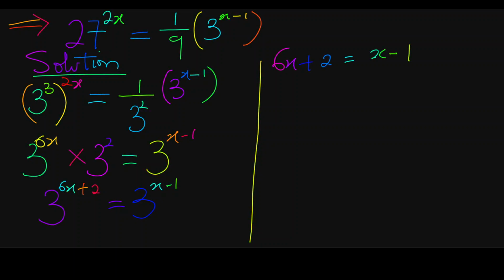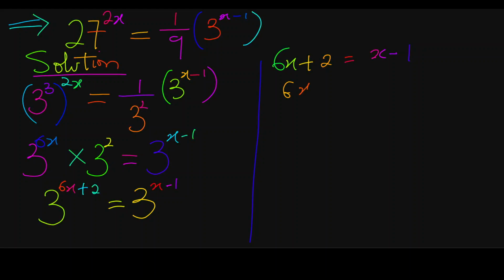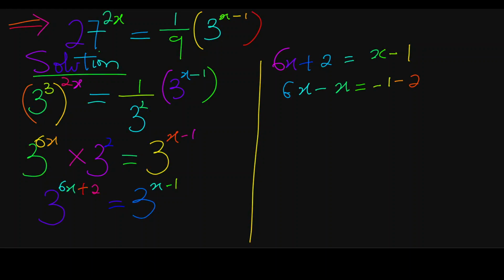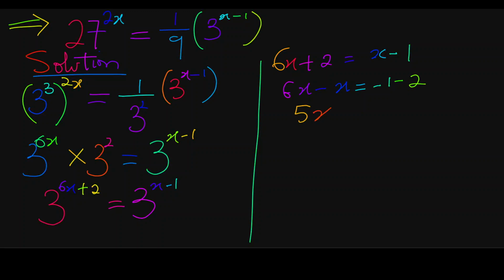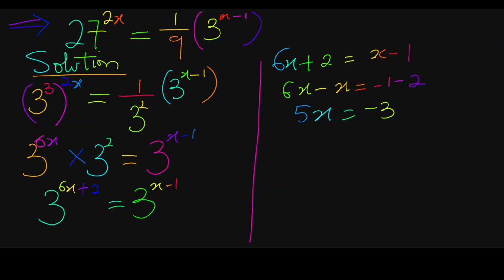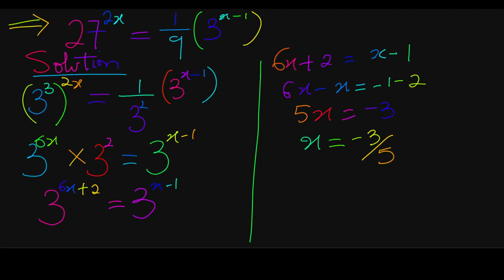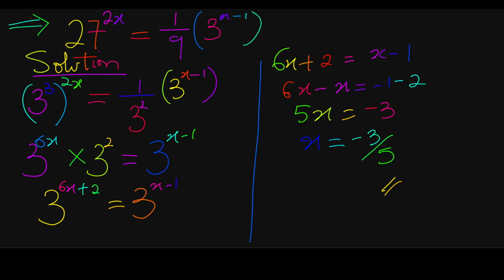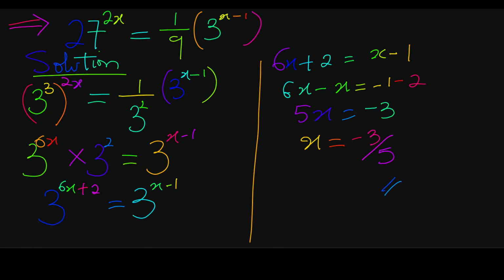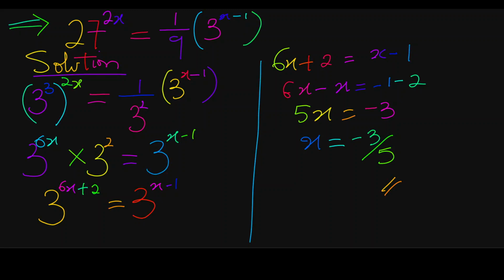As you can see, this is just a linear equation which we can easily solve. So we have 6x minus x is equal to minus 1, then minus 2. So we have 5x equal to minus 3. Then divide both sides by 5. X equal to minus 3 over 5. And that's the answer. Minus 3 over 5. Now let's solve another exercise, which is going to be our last exercise in this video.